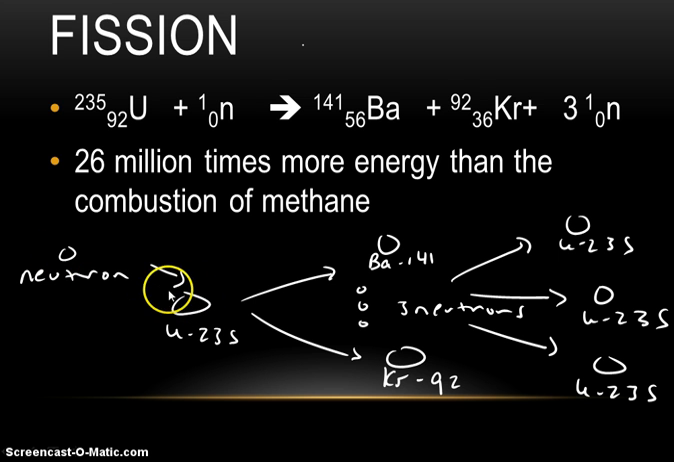If we look at the reaction, we start out with a uranium-235 atom. It's bombarded with a neutron. That unstable nucleus goes through a fission reaction. We produce barium-141, krypton-92, and 3 neutrons. And in turn, these 3 neutrons are going to each bombard a uranium-235 atom, and the process is going to continue in a self-sustaining process called a chain reaction.